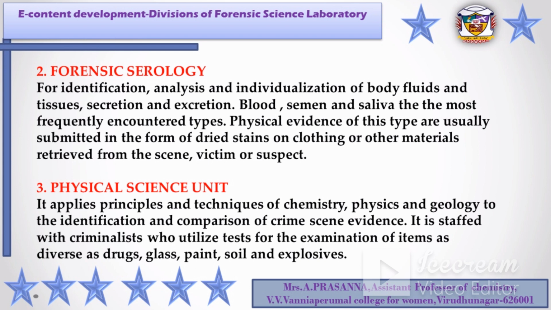The next division that we are going to see is physical science unit. It applies the principle and techniques of chemistry, physics, and geology to the identification and comparison of crime scene evidence. It is staffed with the criminalists who utilize tests for the examination of items as diverse as drugs, glass, paint, soil, and explosives.